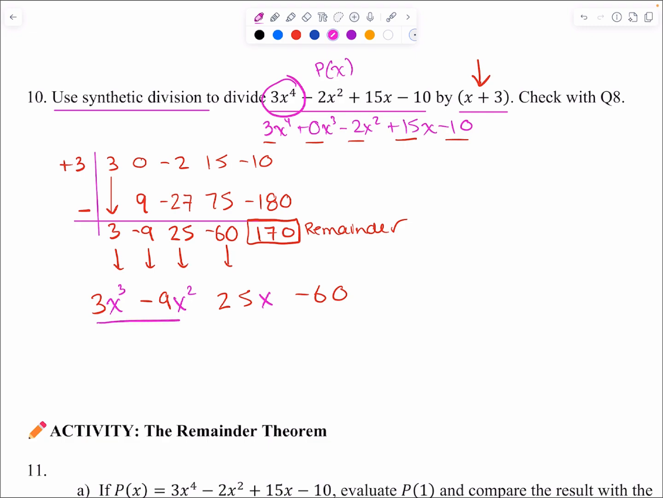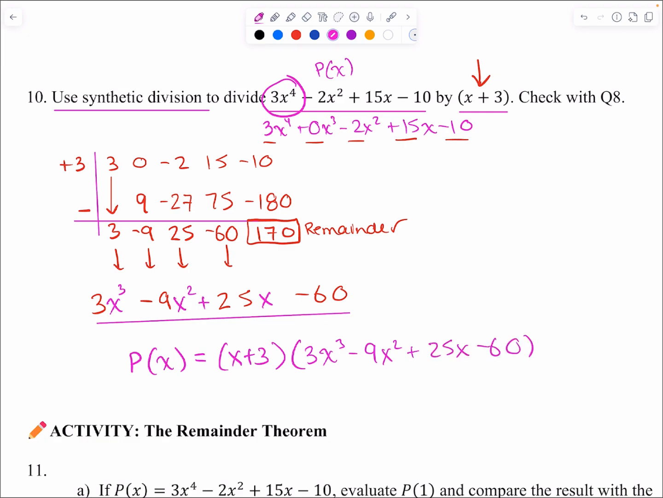So this is what we came up with. And then it has a remainder of 170. Just to reiterate what this all means, it means our polynomial at x is equal to x plus 3 times that quotient, which was 3x cubed minus 9x squared plus 25x minus 60. And then there is a remainder of 170. So that's what that all means.